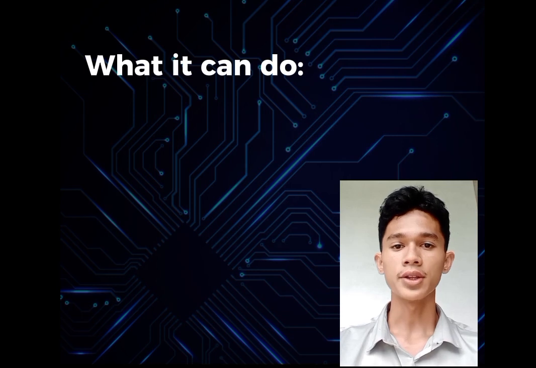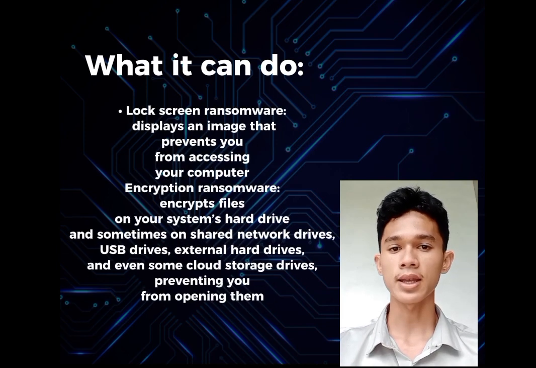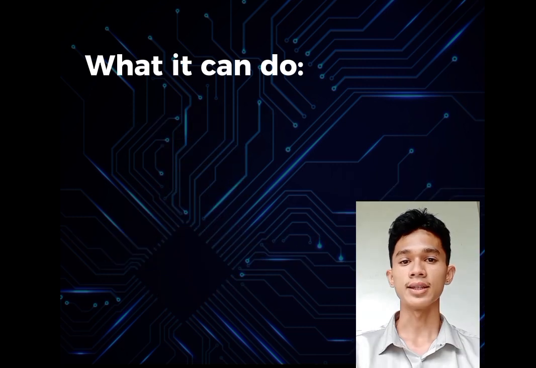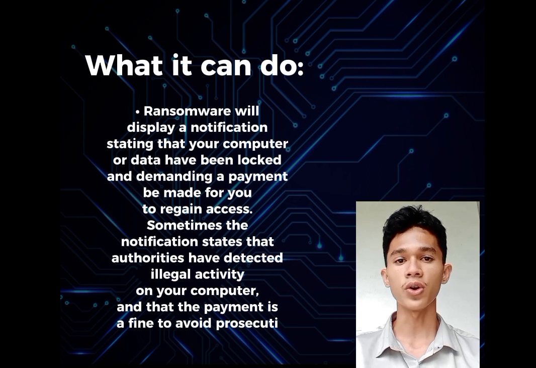What can it do? There are two common types of ransomware. First is lock screen ransomware, which displays an image that prevents you from accessing your computer. The second is encryption ransomware, which encrypts files on your system hard drives, USB drives, external hard drives, and even some cloud storage drives, preventing you from opening them. Ransomware will display a notification stating that your computer or data have been locked and demanding a payment be made for you to regain access. Sometimes, the notification states that authorities have detected illegal activities on your computer, and that a fine must be paid to avoid prosecution.